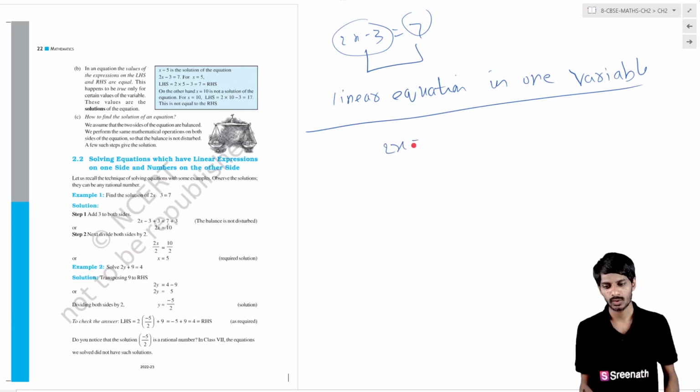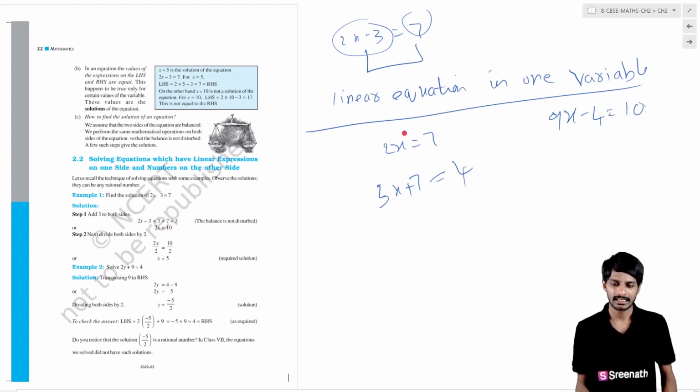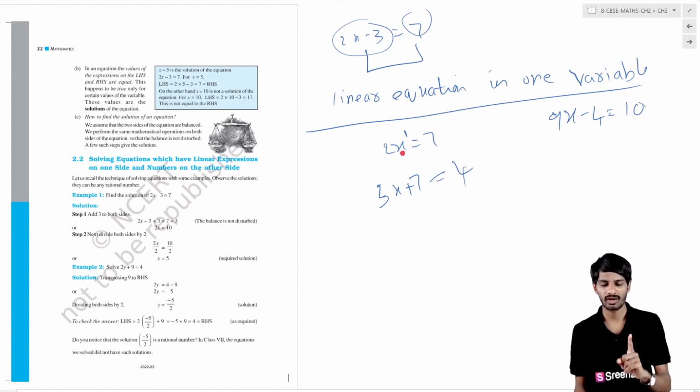What are the examples? 2x equal to 7, 3x plus 7 minus 7 equal to 4. This is a linear equation. This is also a linear equation. 9x minus 4 equal to 10. This is also a linear equation. Why? Here if you consider, the degree is 1, and it has one variable, so it is a linear equation in one variable.